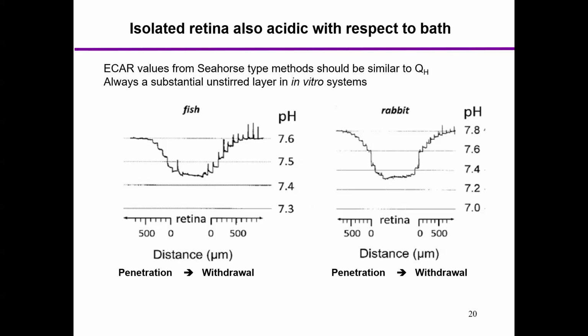This would be true for oxygen or any other metabolite or substrate that you're putting into the retina. There's a big unstirred layer which will influence the diffusion into or out of the retina. Same thing is true in the rabbit retina.